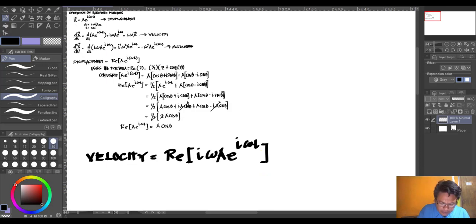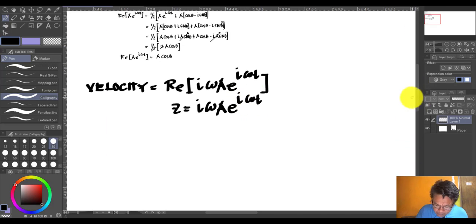Now determine again my z function. So my z function here, or say the z is equal to your I angular velocity, so A I W angular velocity, then we have your E, so that will be raised to I angular velocity and time.